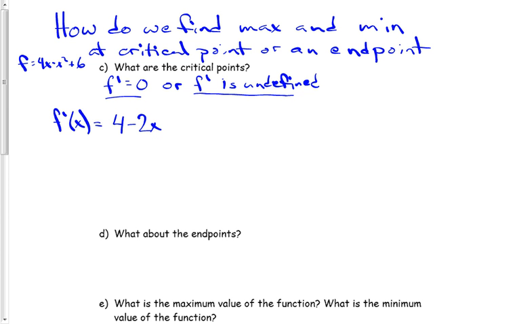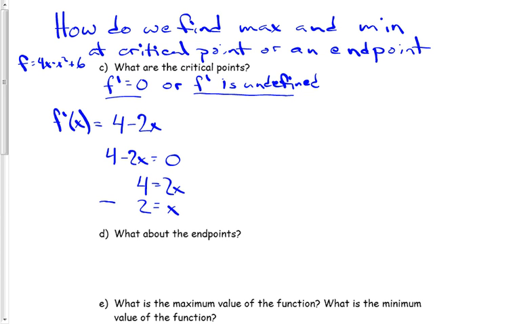Be careful. Wait for the whole question before you answer it. Is there a place where F prime is undefined? No. It's defined everywhere. Why? Because it's a line. Lines are defined everywhere. Is there a place where F prime is 0? Yeah, what is it? 2. We say 4 minus 2x equals 0. We solve for x by adding 2x to both sides. We get x equals 2.